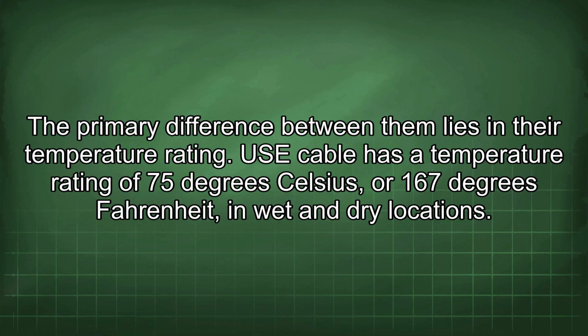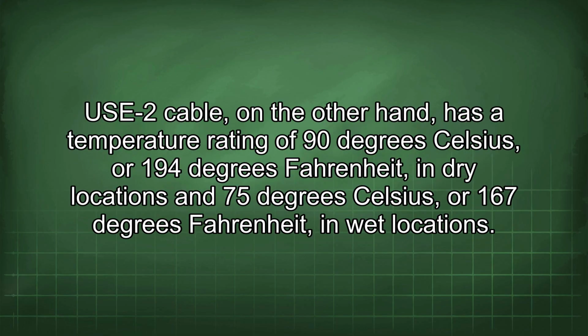The primary difference between them lies in their temperature rating. USE cable has a temperature rating of 75 degrees Celsius, or 167 degrees Fahrenheit, in wet and dry locations. USE-2 cable, on the other hand, has a temperature rating of 90 degrees Celsius, or 194 degrees Fahrenheit, in dry locations and 75 degrees Celsius, or 167 degrees Fahrenheit, in wet locations.